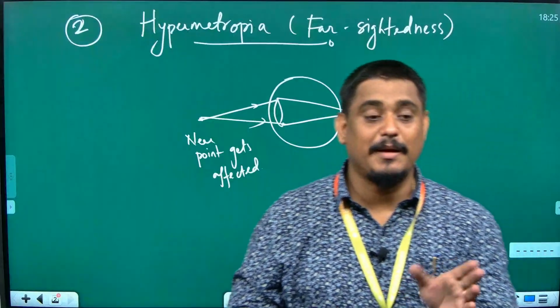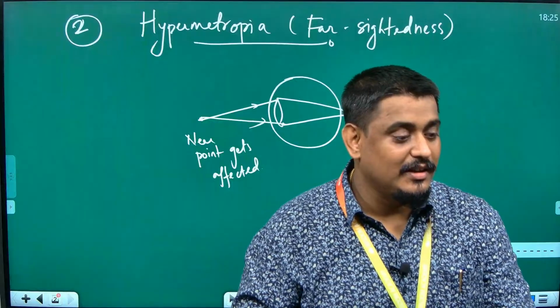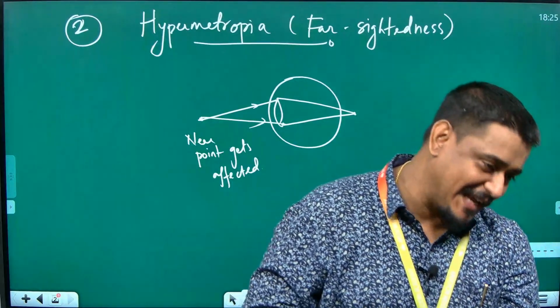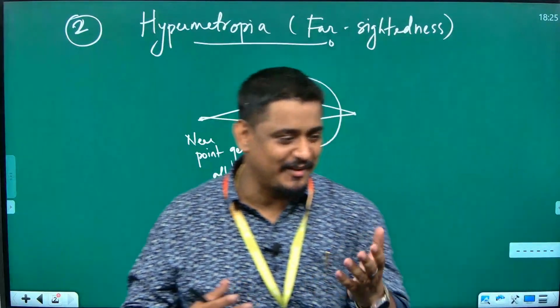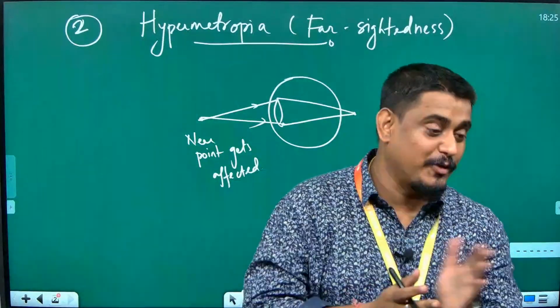That's why I'm saying. Coming back to what I was speaking. I was speaking about why we get hypermetropia. Why we do not get hypermetropia at a young age, we get it in more age, old age. Because I was speaking about something.